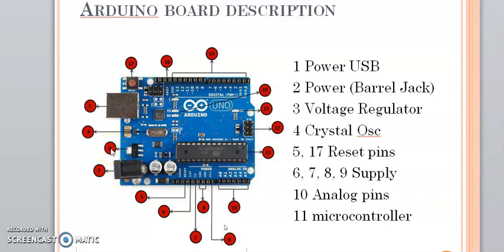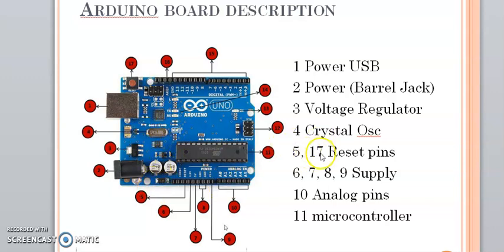Label 3 indicates voltage regulator. Label 4 indicates crystal oscillator. Arduino Uno board is having 12 MHz of crystal oscillator. So it actually determines speed of your microcontroller.